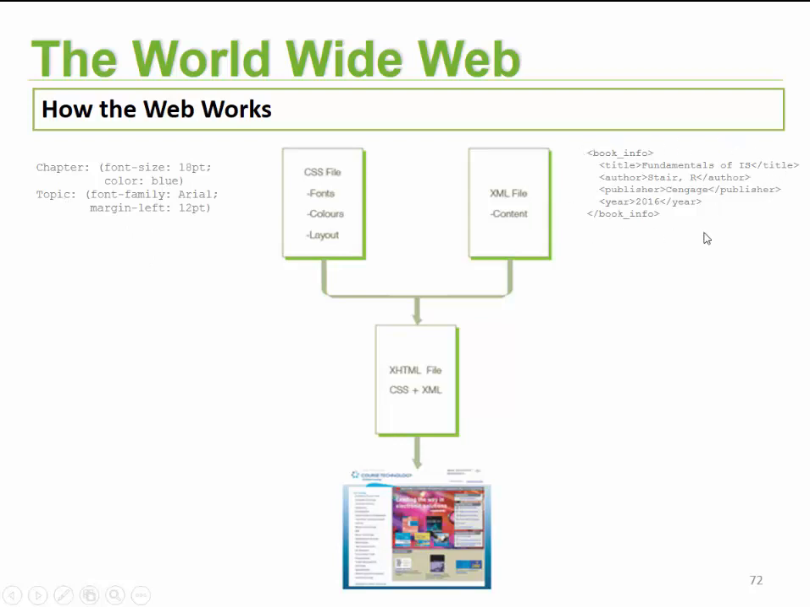Alternatively, if we want to represent information, we can make use of XML, the extensible markup language. Now XML allows us to represent information almost similar to what we've seen in databases. So in this case, we've got a book table, we've got 4 fields, title, author, publisher, and year, and that would represent one record or one entry.